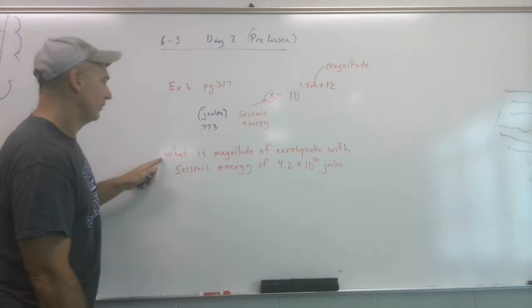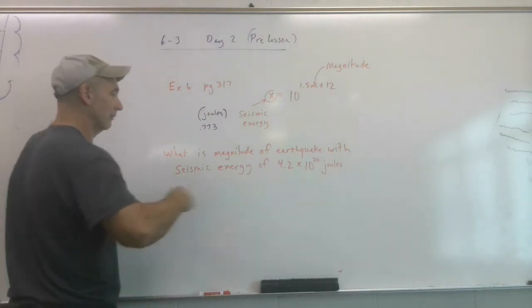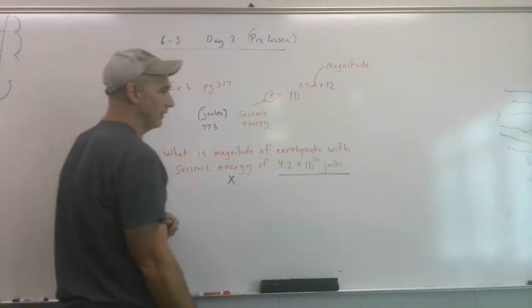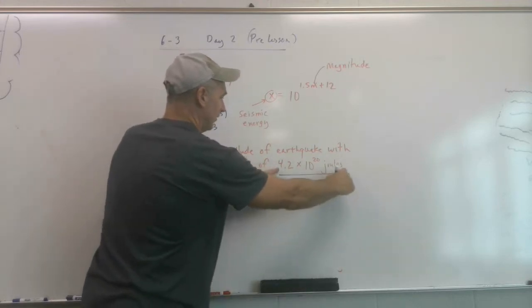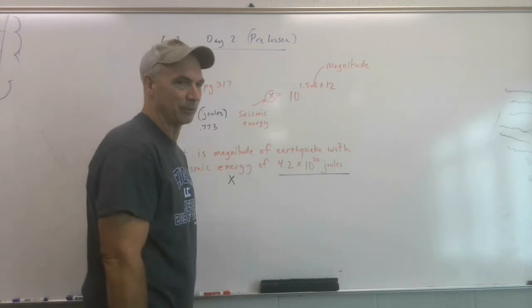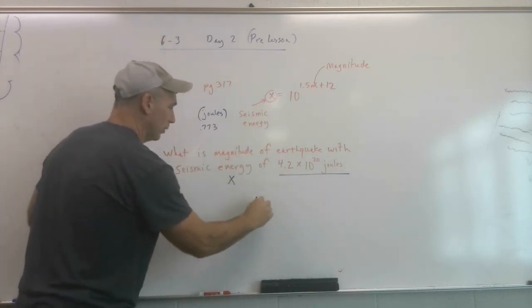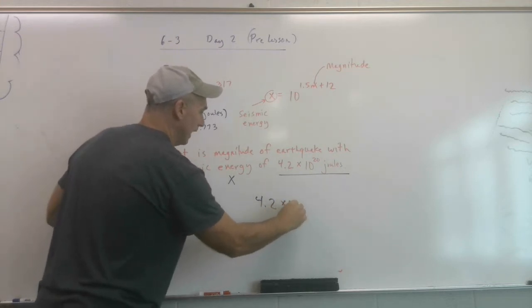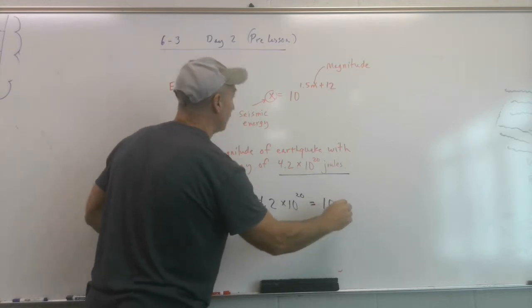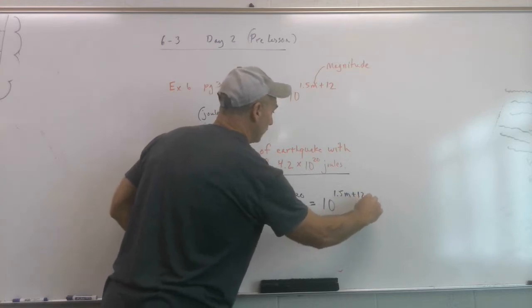Anyways, this says, what is the magnitude of an earthquake with seismic energy, that's x, of 4.2 times 10 to the 20th joules? That's this times this in foot-pounds. And I want to look that up because I don't really understand it. All I got to do is take x and go 4.2 times 10 to the 20th power equals 10 to the 1.5 M plus 12.